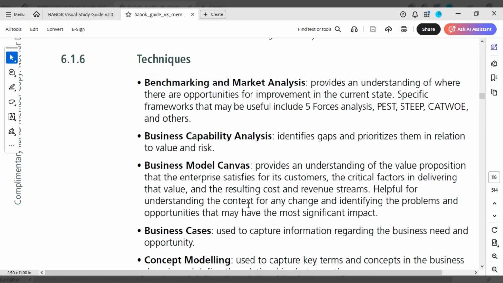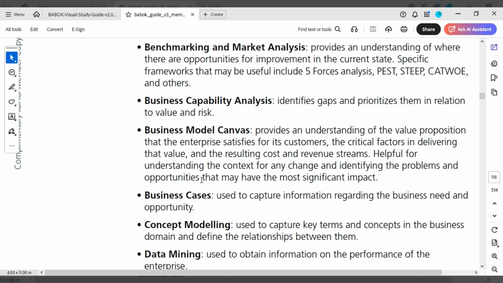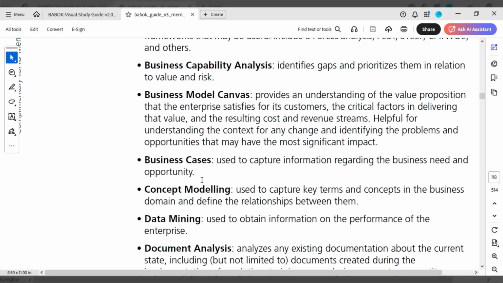So, the techniques: benchmarking and market analysis. This is very important. It provides an understanding of where there are opportunities for improvement in the current state. Specific frameworks that may be useful include five forces analysis, PESTLE, and others. Business capability analysis identifies gaps and prioritizes them in relation to value and risk. The business model canvas provides an understanding of the value proposition that the enterprise satisfies for its customers, the critical factors in delivering that value, and the resulting cost and revenue streams.